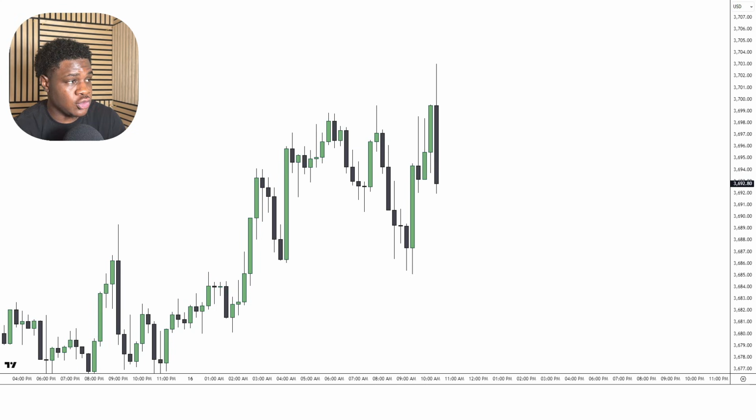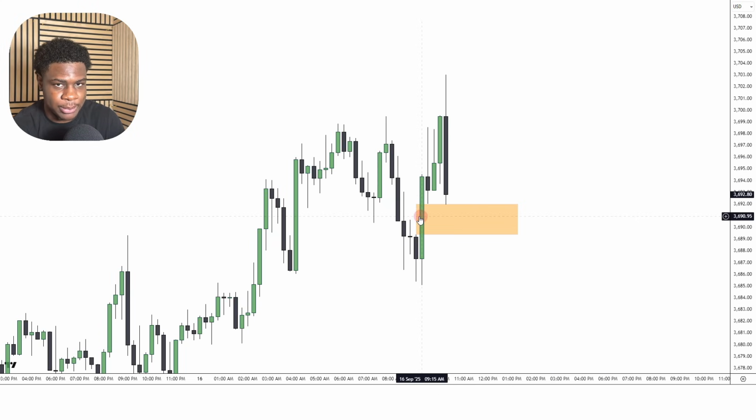Now we're going to get into our second fair value gap, which is referred to as our inversion. When it comes to inversions, it's pretty much a reversal signature. We can see that we have a bullish fair value gap. Case scenario, you don't want to take the trade immediately as price taps into this bullish fair value gap. And the reason why is pretty simple.